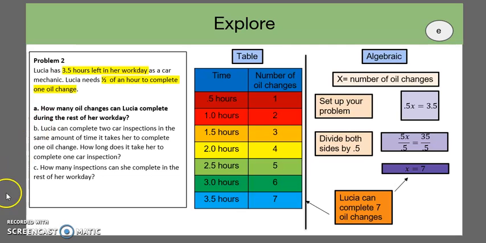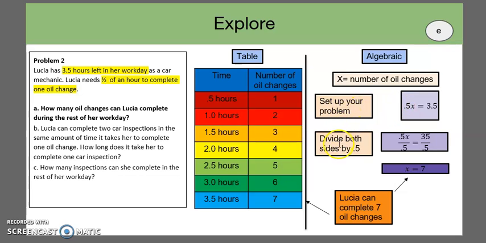Okay, here we go. So here I annotated the word problem and took out key information, and I put it into 2 different ways that students might be able to understand it. One is a table. So every half an hour, we know that every half an hour means 1 oil change, and we do that all the way to 3.5 hours, which is key to the problem, which tells us 7. We can also think about this algebraically. We can say that 0.5x equals 3.5. Again, 0.5 equals half an hour. The 3.5 is the hours left in Lucia's shift.